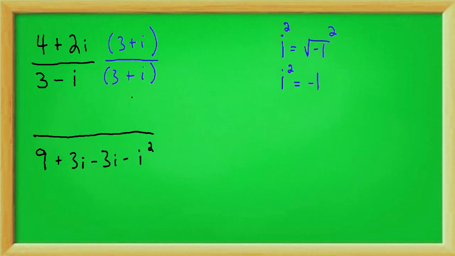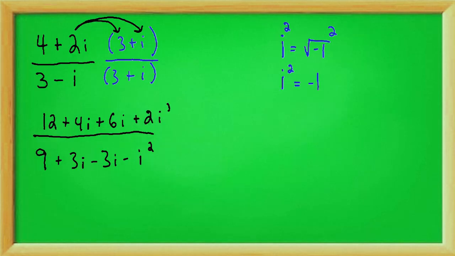Now let's do the same thing for the numerator. In the numerator, we have 4 times positive 3, which is equal to 12. We also have positive 4 times i, which is equal to positive 4i. We have positive 2i times positive 3, which is equal to positive 6i. And we also have 2i times positive i, which is equal to positive 2i squared.